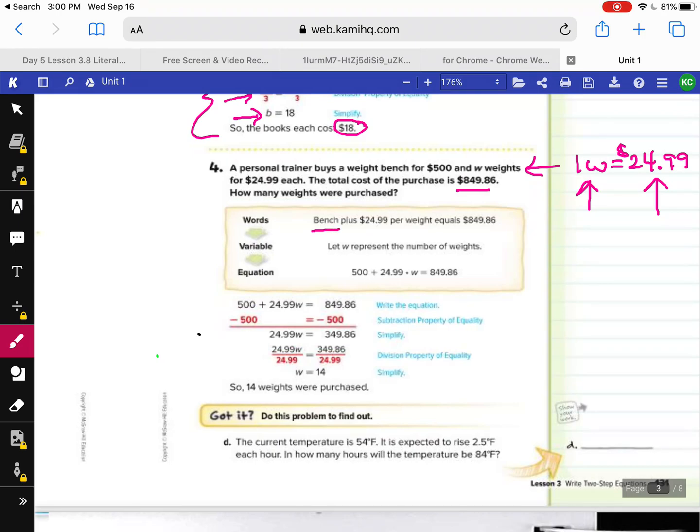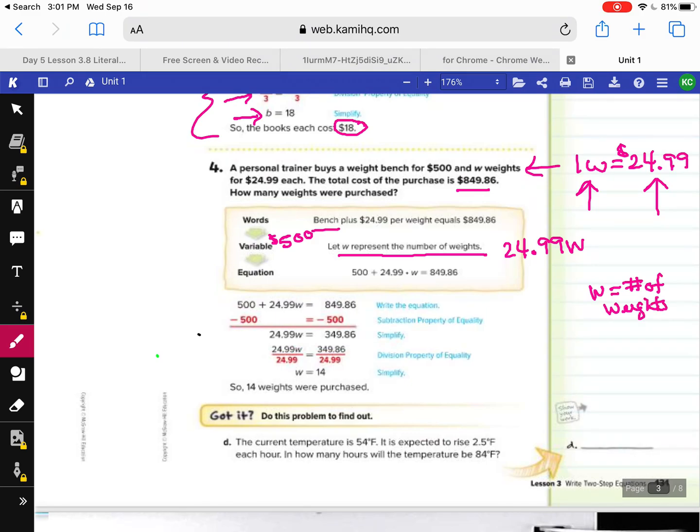I know that there's a weight bench that was $500. And I now have defined my W, that the variable represents each of the weights. I don't know how many there are, but I know that $24.99 is one W. So what if it was two weights? Well, you'd multiply by 2, right? W would become the number of weights.